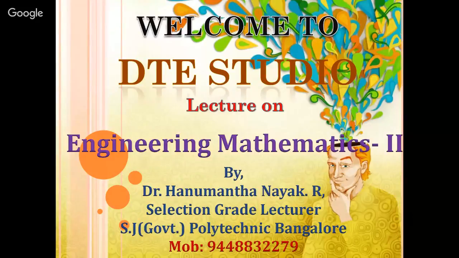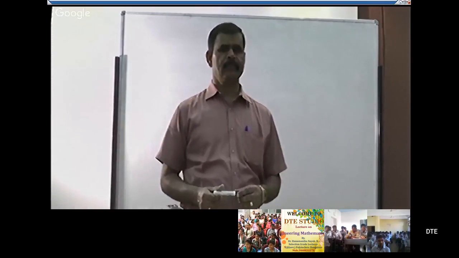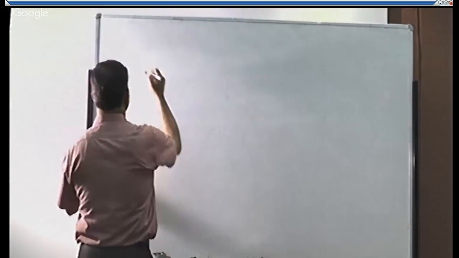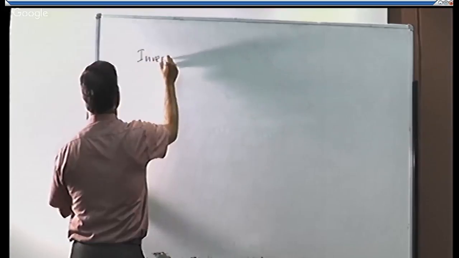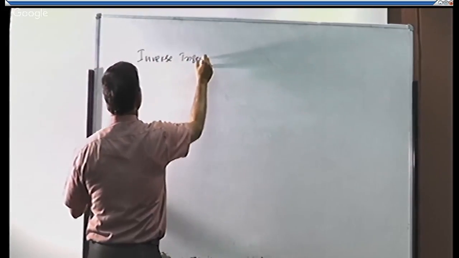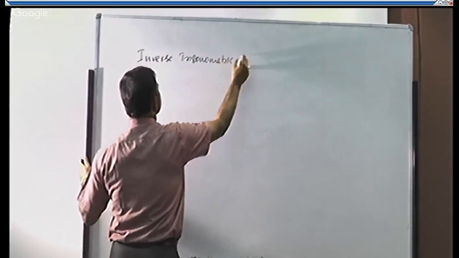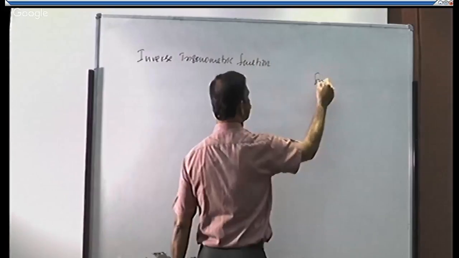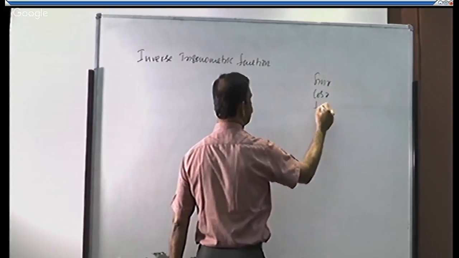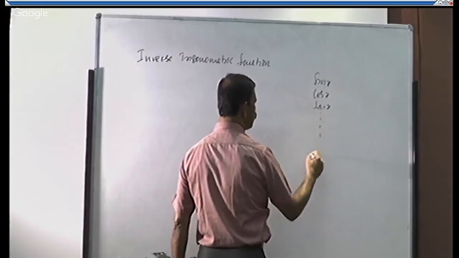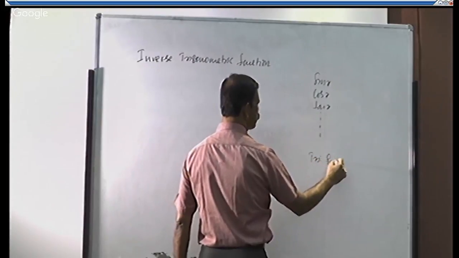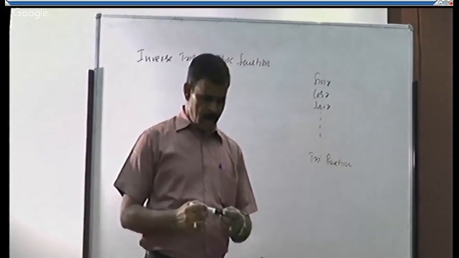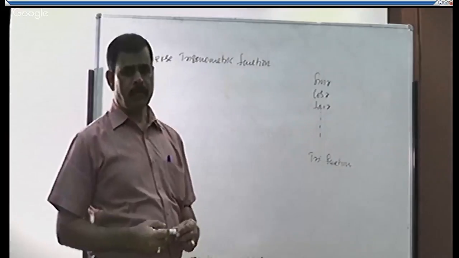Well, let us discuss the derivatives of inverse trigonometric functions. As we know that sin x, cos x, tan x, etc. are all said to be trigonometric functions. Sin x, cos x, tan x, secant x, cosecant x, cot x, they are all said to be trigonometric functions.